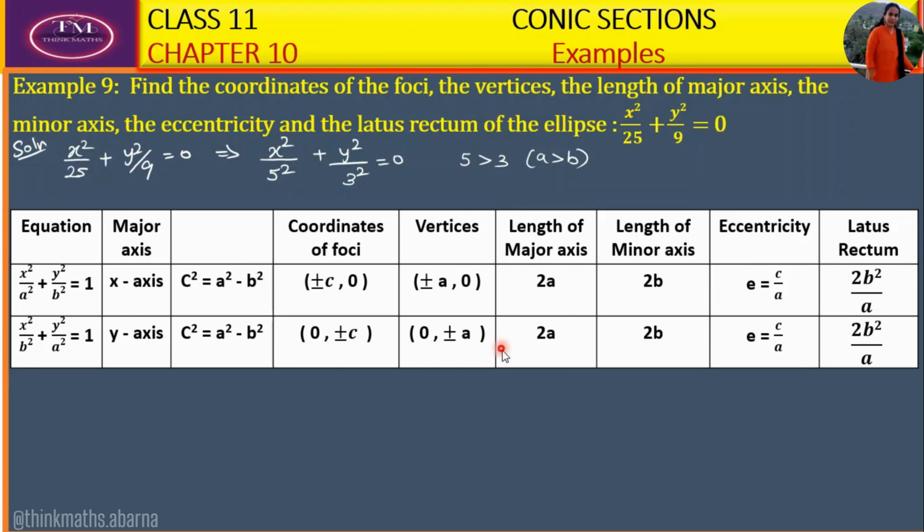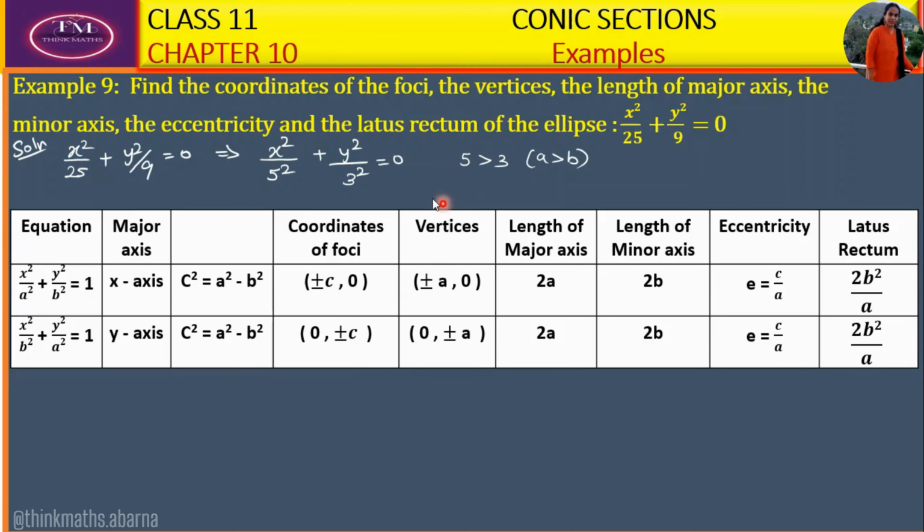So from this, all will be the same for both equations. Only if a is less than b, then the major axis will be the y-axis. So the c square formula is the same. Only the coordinates of the foci and vertices will change. So here it will be in x, and for the equation x square by b square plus y square by a square it will be in the y coordinate.